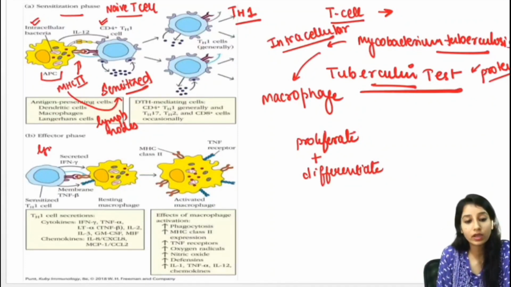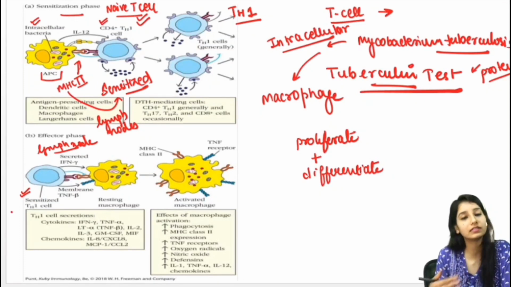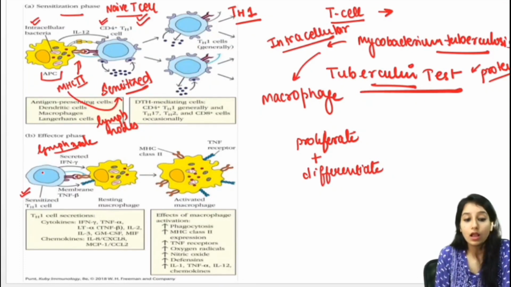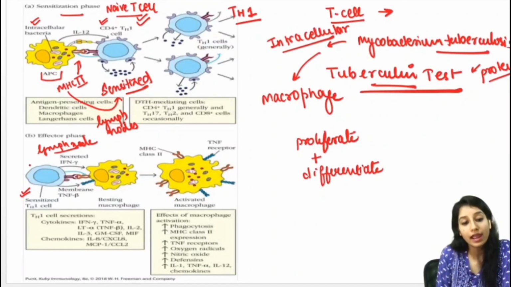Once again it is showing in the lymph node. The difference is only that first of all it was showing to the naive cell. This time it is showing to the sensitized T helper 1 cell. Now what will happen? Now the sensitized T helper 1 cell will become active, because this is happening for the second time. So now it will start releasing some kind of cytokine like interferon.